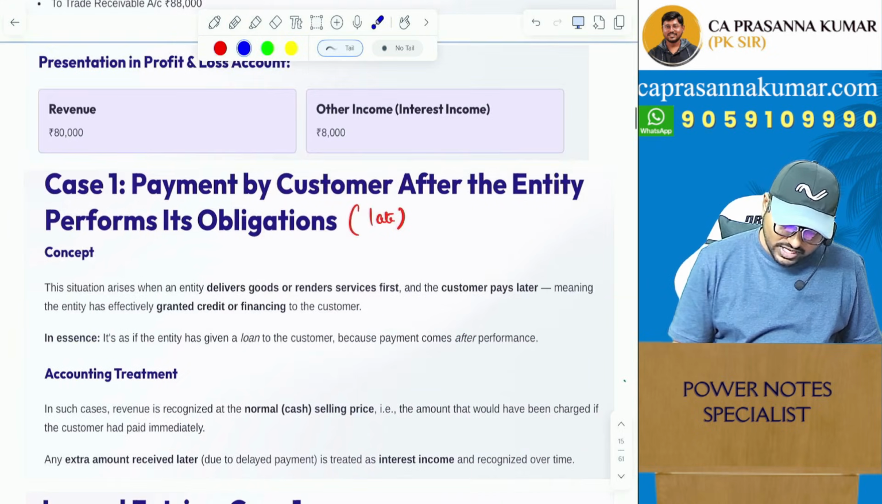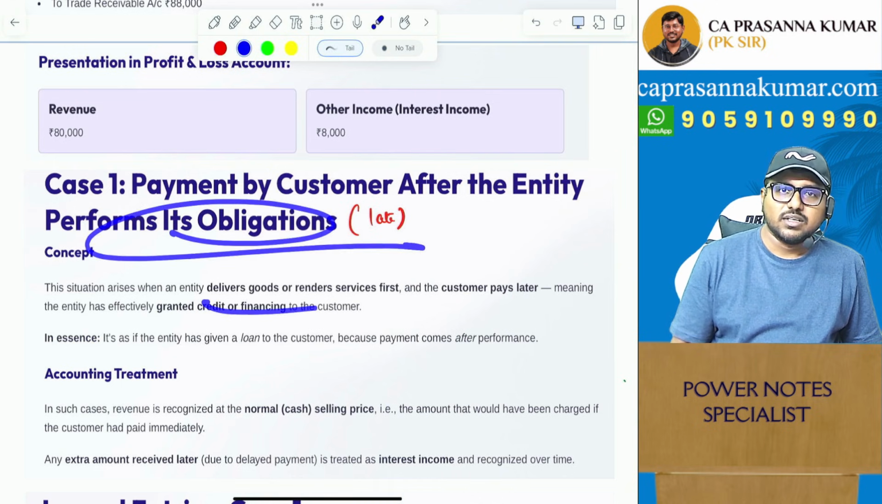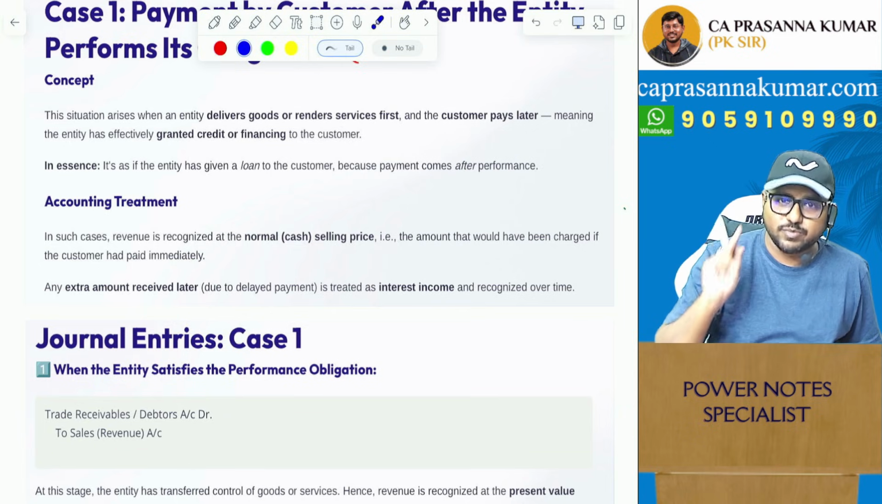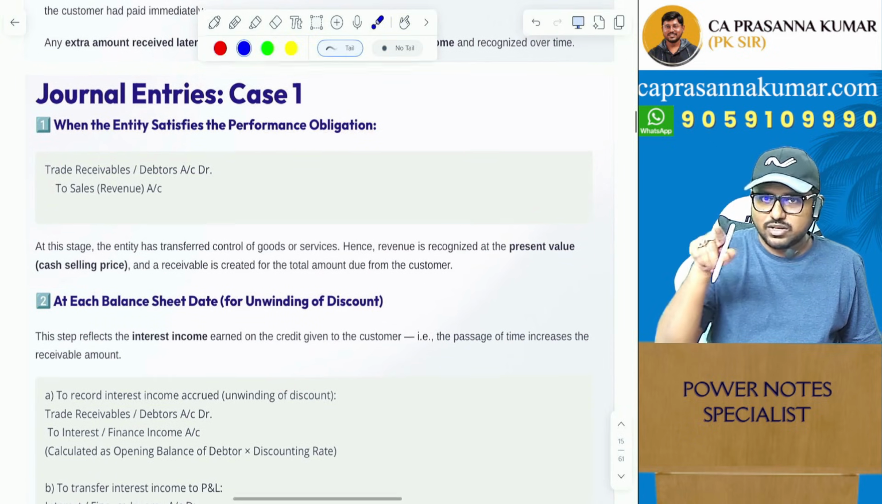You will recognize the revenue at cash price because transfer of control did happen on day 1 itself, because the entity has performed its obligation. Therefore, transfer of control did happen. Therefore, you can recognize the revenue, but do it at cash price, as in the case of our example, 80,000. That much.